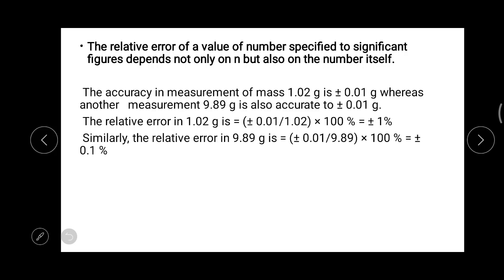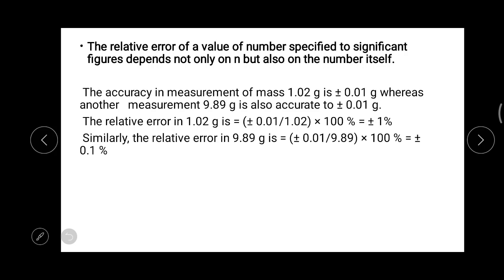So if the relative error is depending upon the significant number value, then in both the cases the relative error should be same, isn't it? But here, in the first case, for 1.02 gram, the percentage error is found to be plus or minus 1%, and for 9.89 gram it is found as 0.1%. So that means the relative error is depending upon the values, not the significant figure number.